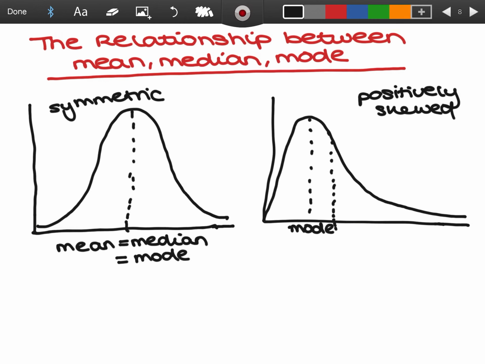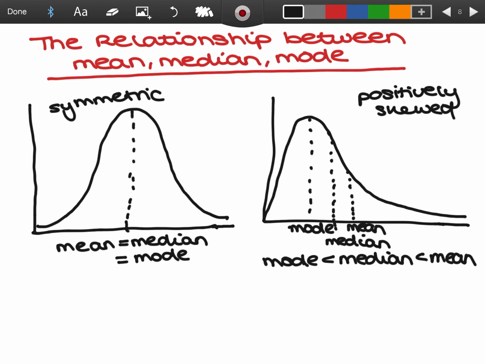So here would be the mode. The median would be roughly here. And then the mean would be the largest out of the three values. So in that case, the mode is less than the median, which is less than the mean, okay? The mean is the largest out of the three values.